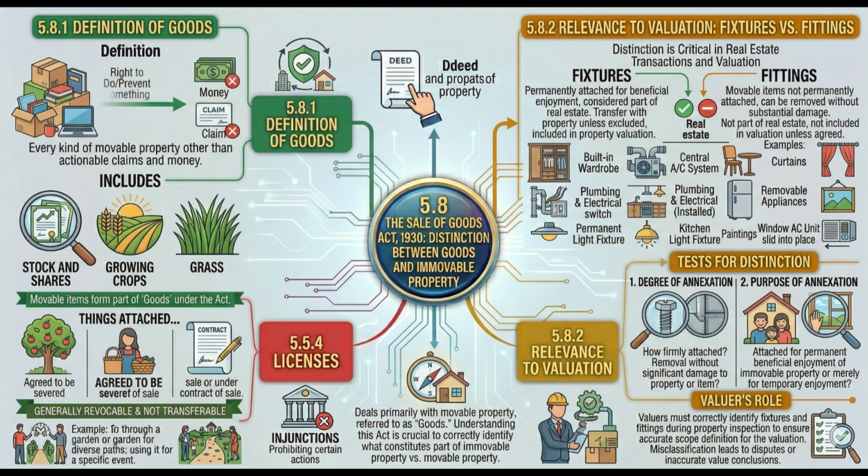So final understanding? Goods are movable property, excluding money and claims. Fixtures are part of immovable property. Fittings are separate, and correct classification is essential for accurate valuation. Perfect. Always remember, in valuation, clarity of classification leads to accuracy of value.